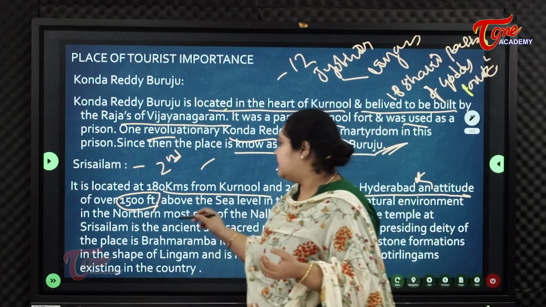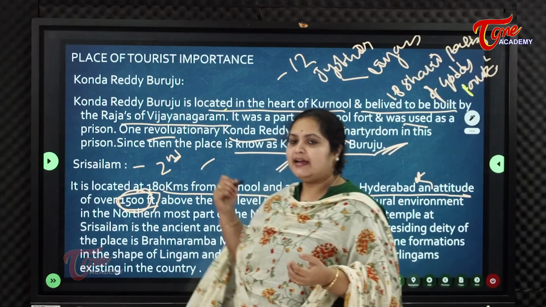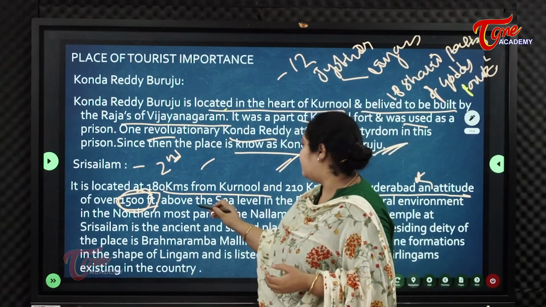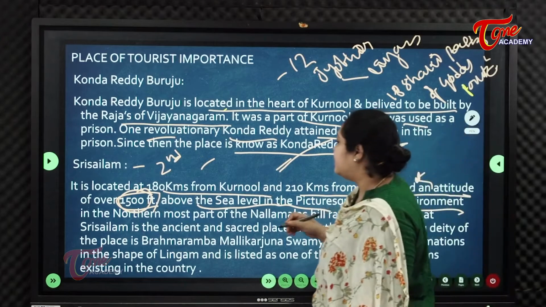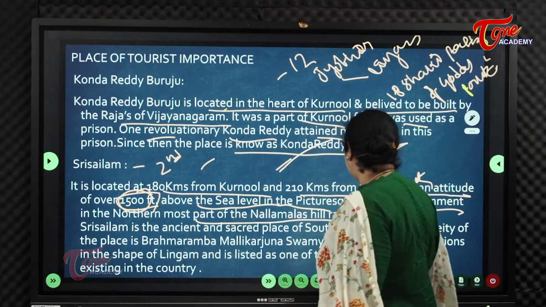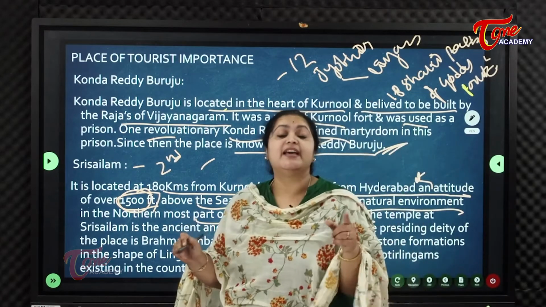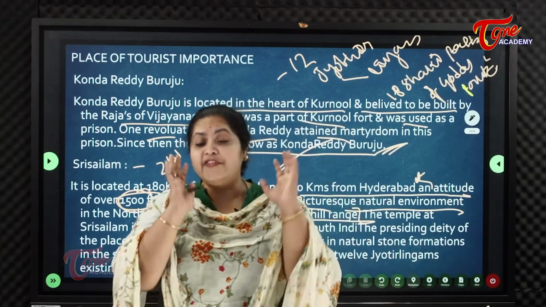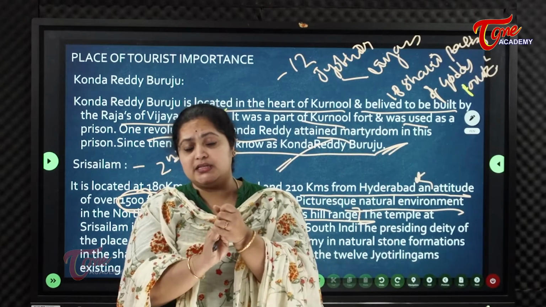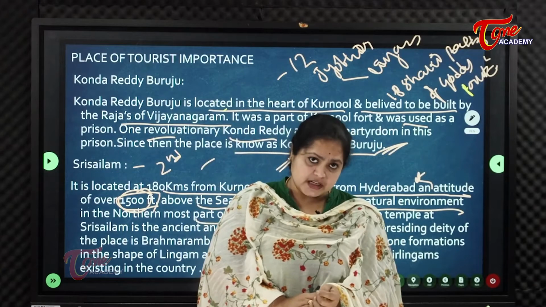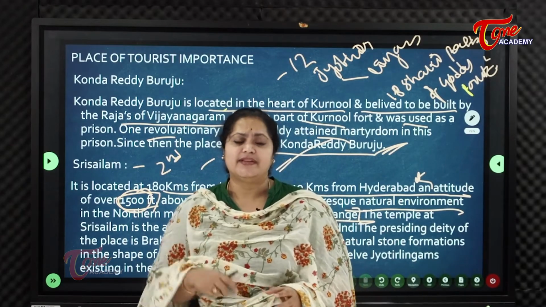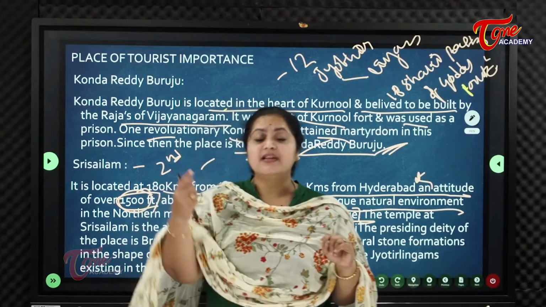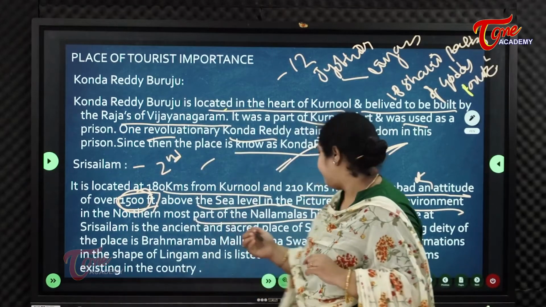Nearly 1500 feet is the highest altitude above sea level, in the picturesque natural environment of the northernmost part of the Nallamala hill ranges. If a question is asked about which part of the Nallamala hills Srisailam is in, southernmost range or northernmost range, Srisailam is in the northernmost range of the Nallamala hills.